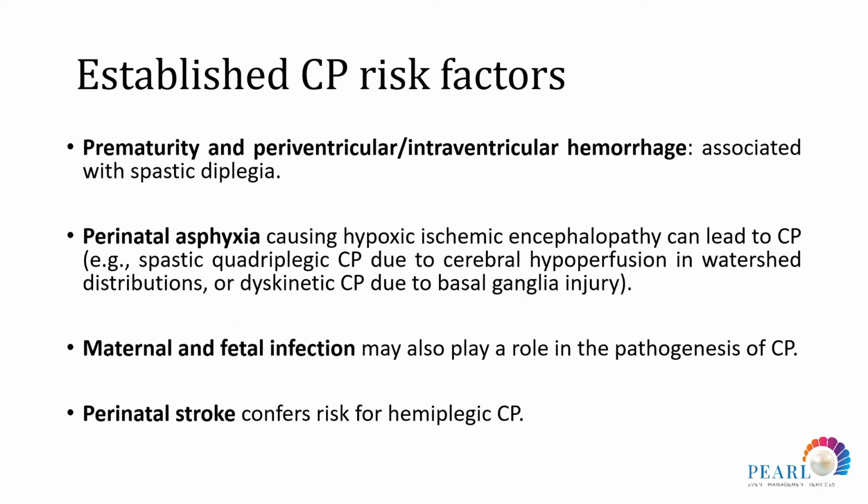Causes. Usually 80% are antenatal, 10% are perinatal, and another 10% are postnatal. Prematurity is one of the most common causes. It's associated with spastic diplegia, where usually the lower limbs are affected more than the upper limbs, and it's usually caused by periventricular leukomalacia, where the white matter around the ventricle is affected. Perinatal asphyxia also is a big cause. It's usually associated with spastic quadriplegia, mainly when the watershed areas are affected. But it can also cause dyskinetic CP when basal ganglia injury happens or the deep gray white matter.